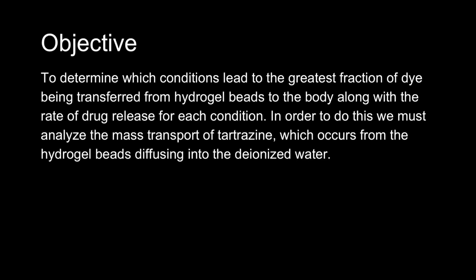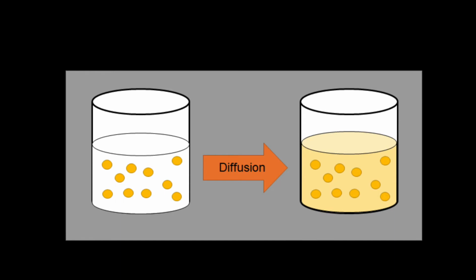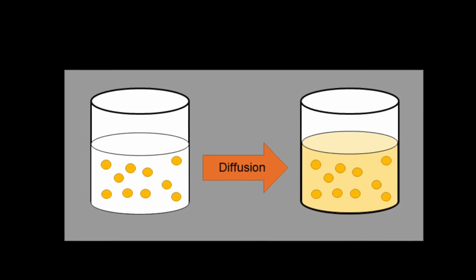The objective of this experiment is to determine which conditions lead to the greatest fraction of dye being transferred from hydrogel beads to the body, along with the rate of drug release for each condition. In order to do this, we must analyze the mass transport of tartrazine, which occurs from the hydrogel beads diffusing into the deionized water. This experiment models drug release from delivery systems controlled by diffusional mass transport.